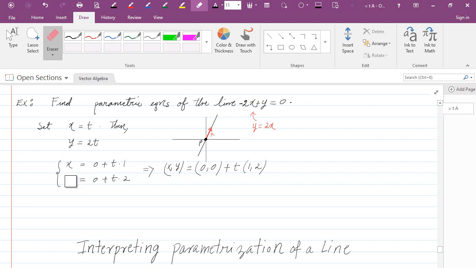So then x would be 0 plus t times 1, y would be 0 plus t times 2. So we see that (x, y) would be (0, 0) plus t times (1, 2). So this is the equation of the line that passes through the origin with the parallel vector (1, 2). And so you can see how we can parameterize the straight line with the rectangular equation negative 2x plus y is equal to 0.